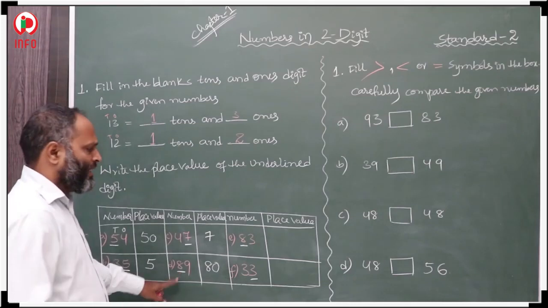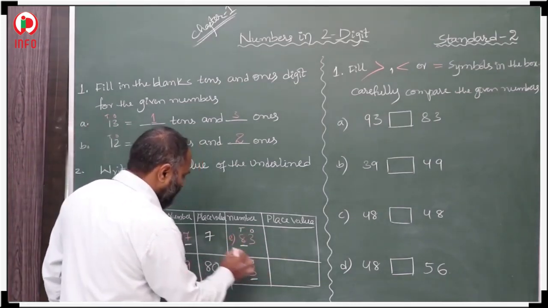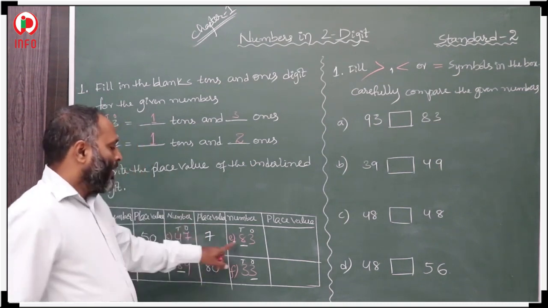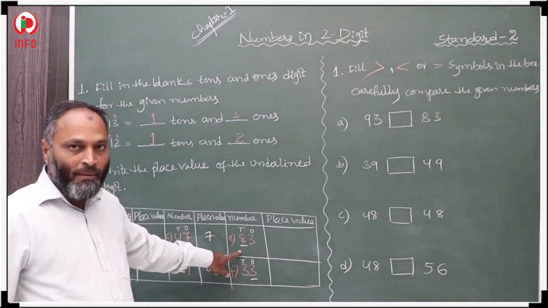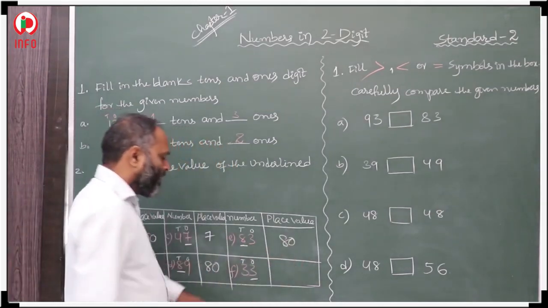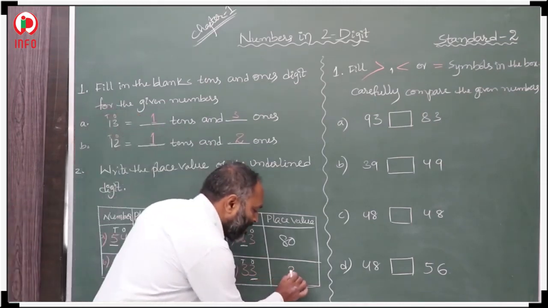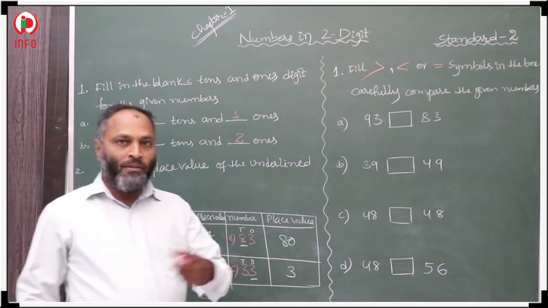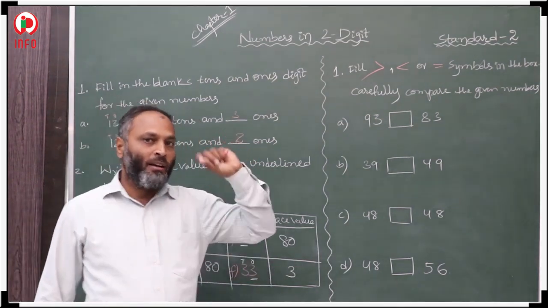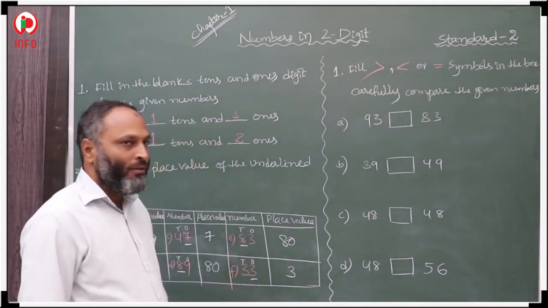Here this is ones place, this is tens place. Here the underlined number is in tens place, so it is 80. Here the underlined number is in ones place, so place value is 3. In this way we have to decide and write the place value. Previously we explained how to write the place values. So this is about the place value.